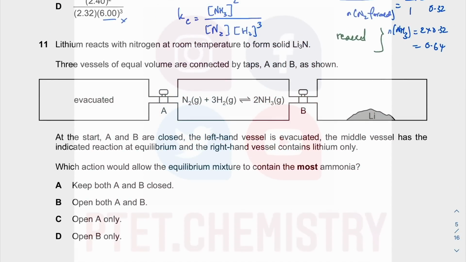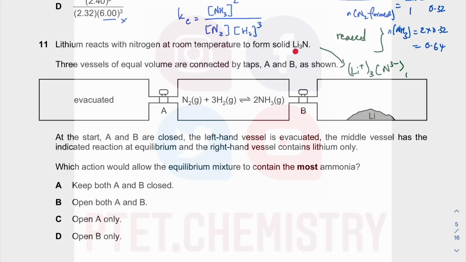Question 11 is also something related to this Haber process again. But what do we have? We have lithium reacting with nitrogen to give you solid Li3N, which is actually a giant ionic structure. So it's Li plus, 3 of it, and N3 minus, 1 of it, okay?